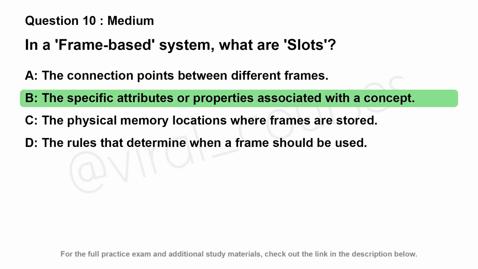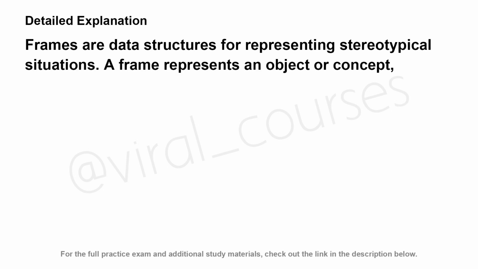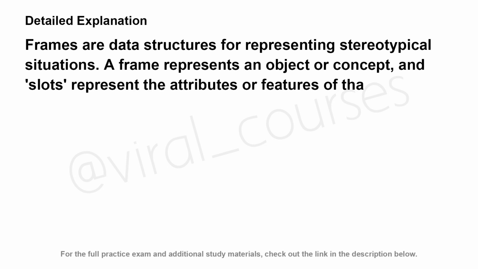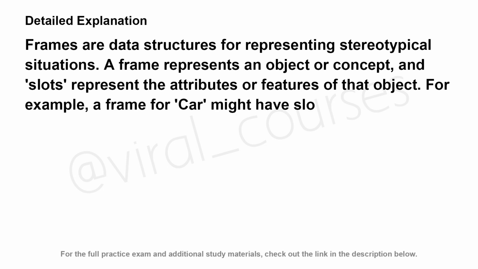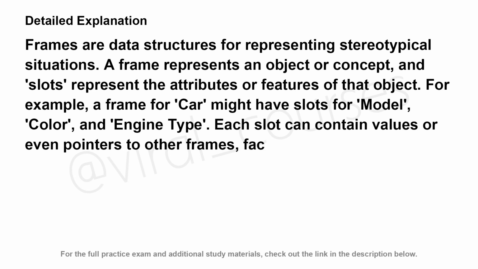The correct answer is B. Frames are data structures for representing stereotypical situations. A frame represents an object or concept, and slots represent the attributes or features of that object. For example, a frame for car might have slots for model, color, and engine type. Each slot can contain values or even pointers to other frames, facilitating inheritance.